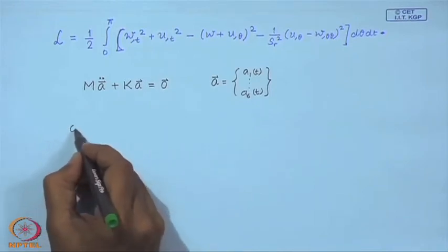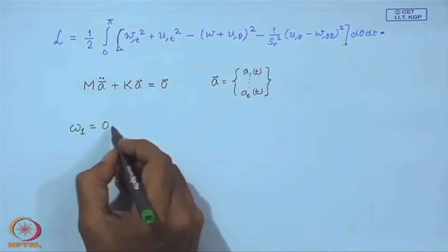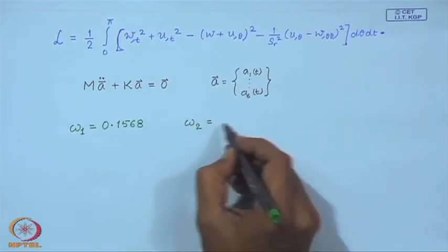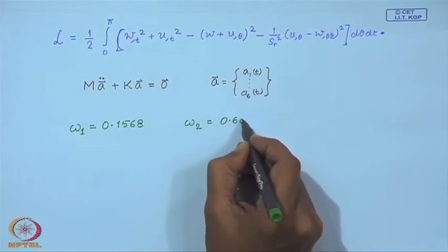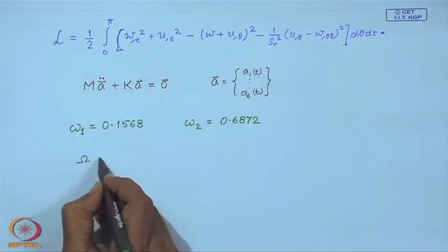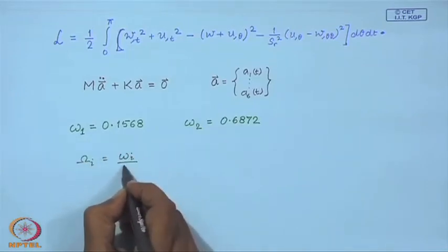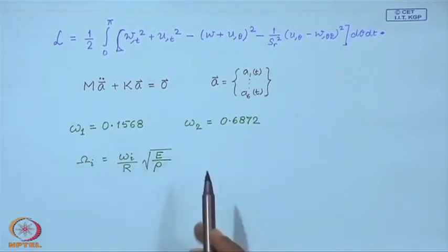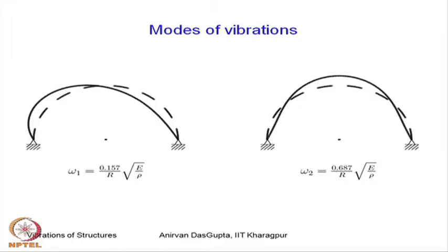So, for this pinned arch, the first two non-dimensional circular eigenfrequencies are obtained as shown. Now, from here you can calculate the dimensional circular eigenfrequency. This figure shows the first two modes of vibration of the pinned arch. So, you can see that this is the unsymmetric mode and this is the symmetric vibration mode, which is having a higher frequency.